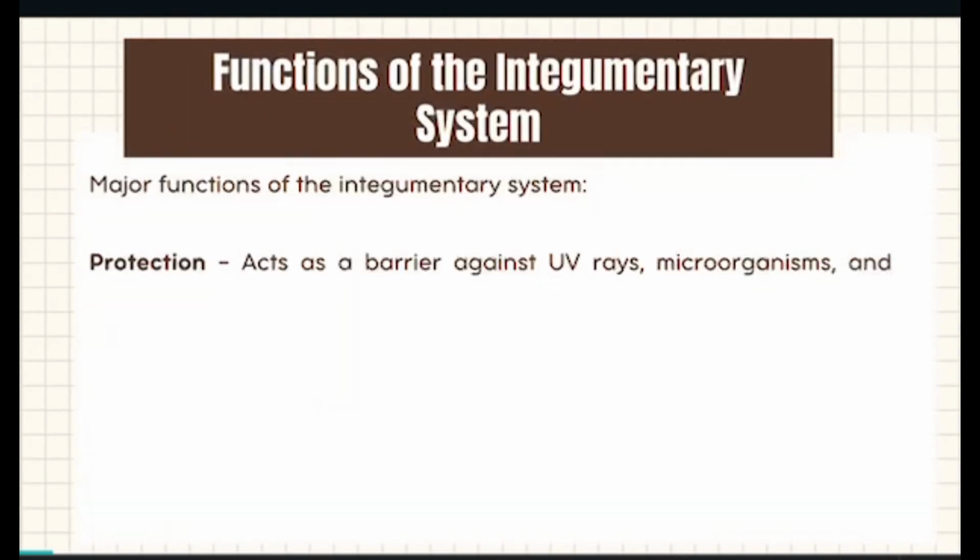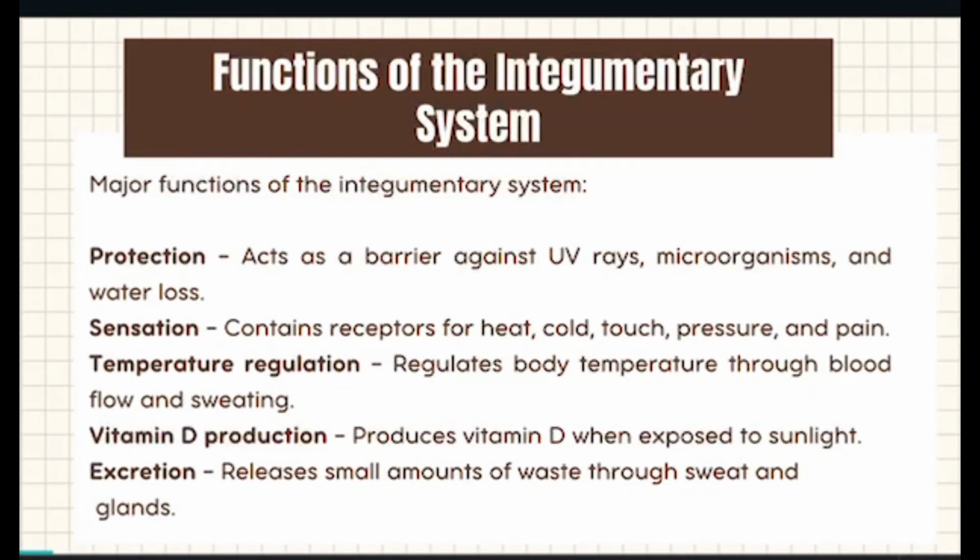In the integumentary system, we have 5 major functions. First is protection. Protection acts as a barrier against UV rays, microorganisms, and water loss. For example, when you get a small cut, your skin helps stop the germs from getting inside your body.